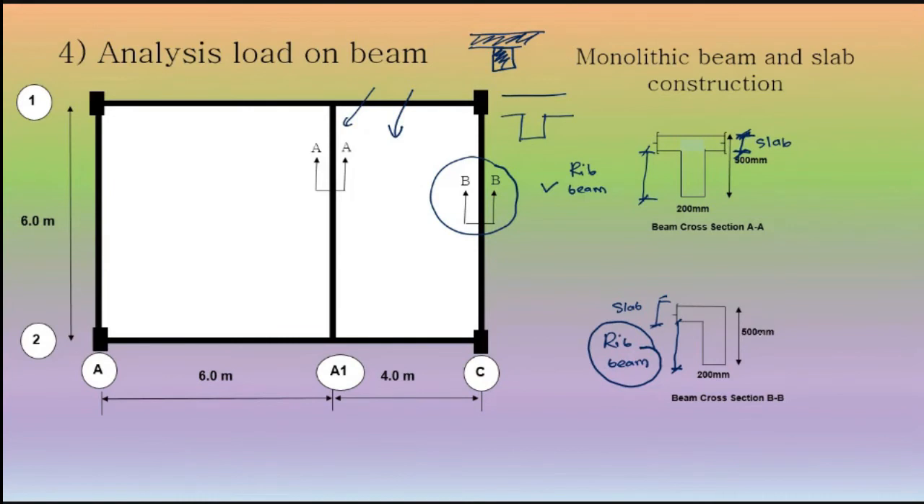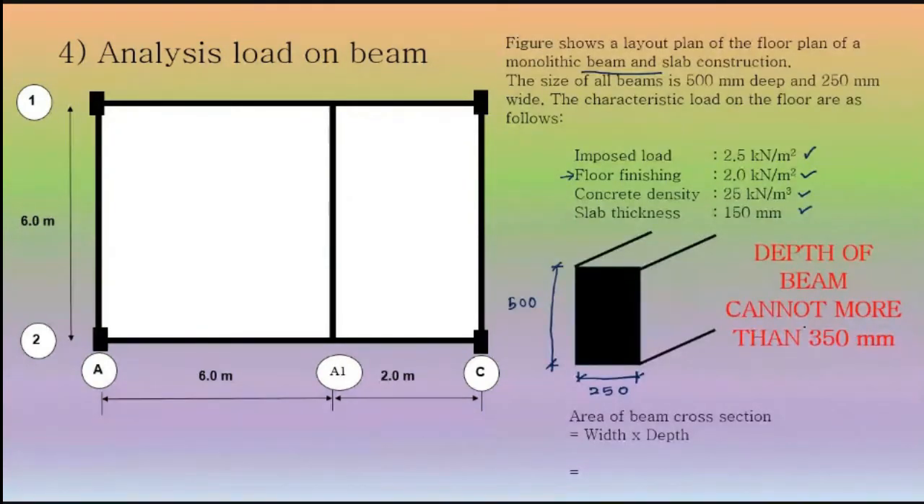Bagi tahu saya 500, nak buat apa dengan 500 ni? Kalau nak dapatkan tinggi rib beam, 500 kena tolak dengan siapa? Thickness. Thickness apa? Slab. Yes, thickness slab. Tolong ingat kalau kata depth of beam given is more than 350, you kena deduct dia dengan slab thickness. Kalau kata 350, nilai dia 350, tak payah tolak lah. Nah, saya kata kat sini, more than 350, you have to deduct dengan slab thickness.